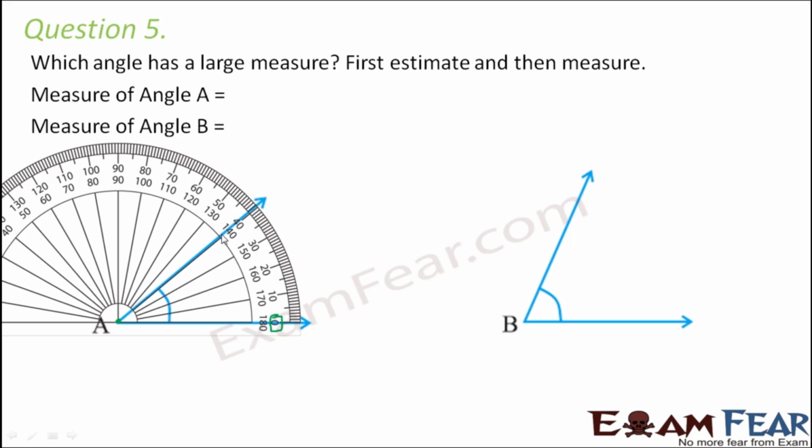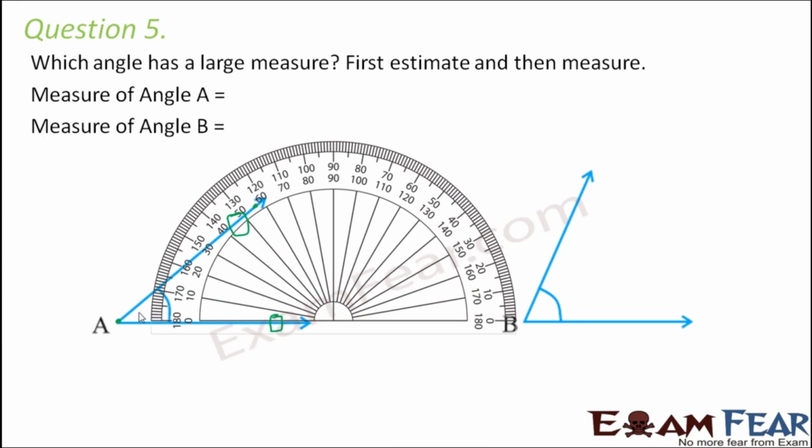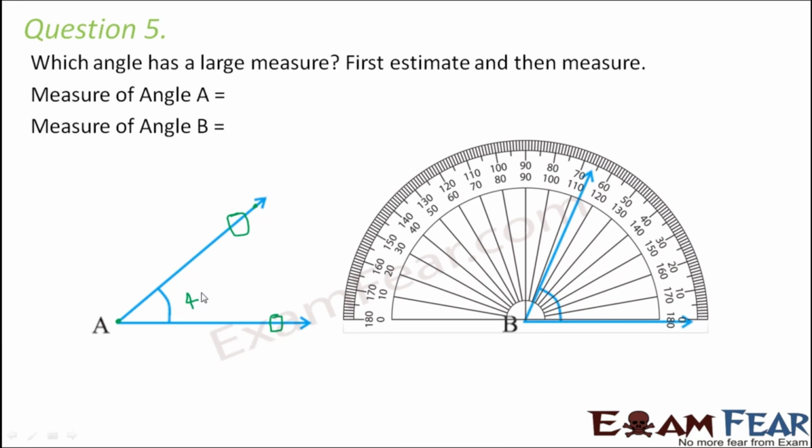So we see that this line comes at 40. So that means the measurement of angle A is 40 degree. So measure of angle A is 40 degree.